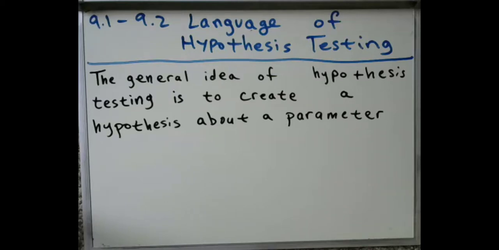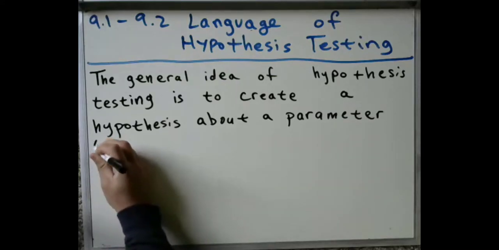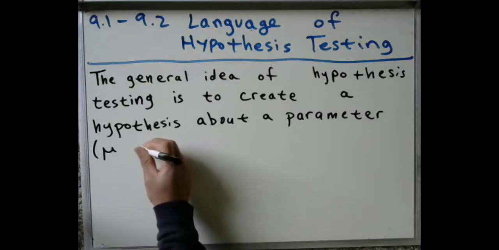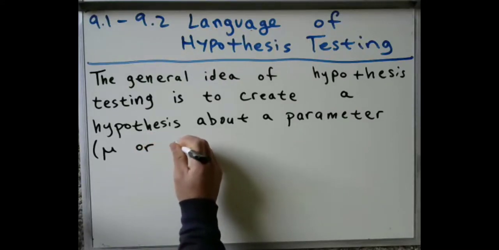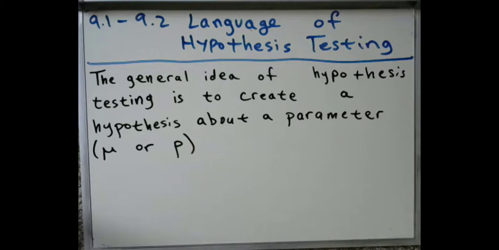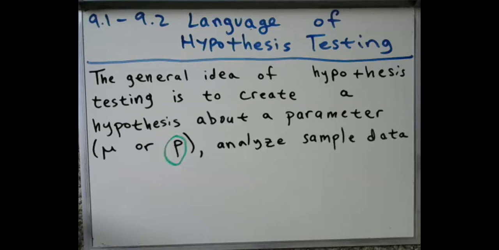The general idea of a hypothesis test, they come in different flavors, but the general idea is, well, there's a hypothesis, and that hypothesis is about a parameter. The parameter usually is about the population mean or the population proportion. For us, we're mostly going to focus on the population proportion. Then we need to assess the credibility of that hypothesis.